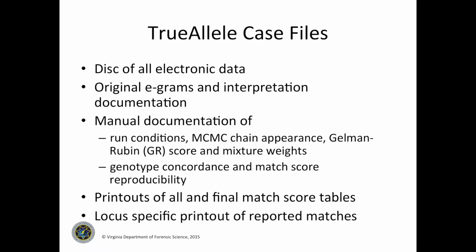We also document genotype concordance, mixture weight concordance, as well as match score reproducibility. Our case files include printouts of all of the match score tables, even from runs that we may not have used, but we also have a separate printout showing the reproducible match scores, the runs demonstrating reproducible match scores. We also have a printout that includes the locus-specific likelihood ratio results of the match that was reported. All of this information then is checked through the peer review process.